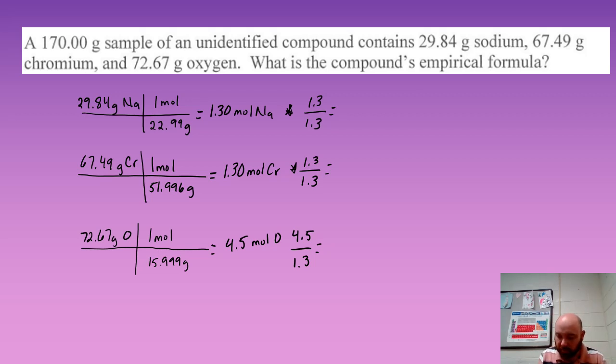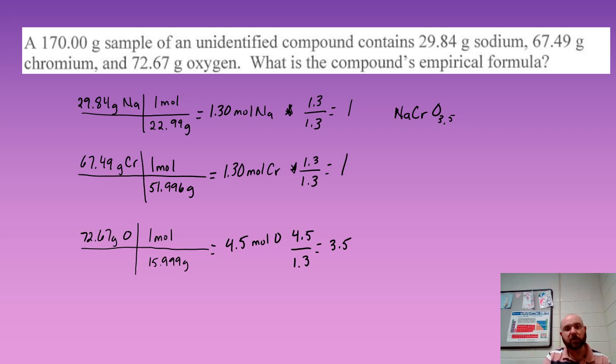If we divide 1.3 by 1.3, we get 1. And if we divide 4.5 by 1.3, the result is close to 3.5. So if we use these numbers, our empirical formula would look like this: Na, and we don't write a 1, Cr, and we don't write a 1, and O, 3.5. But we do not put decimals as subscripts in chemical formulas.